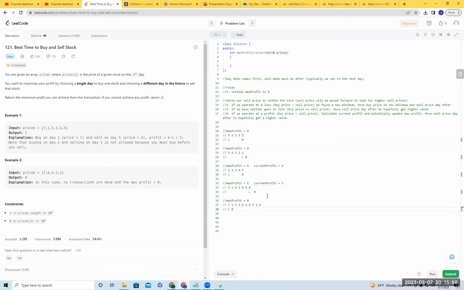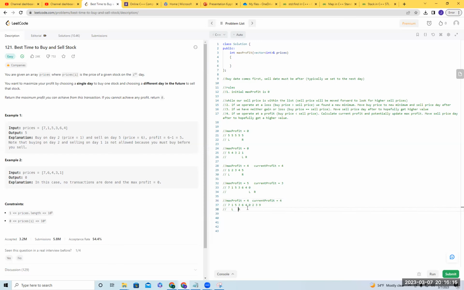Now let's extend this to where I do have additional numbers. So let's continue. I buy it on the first day, sell it on the second day. I'm going to go ahead and operate at a loss. So I'm going to move the left pointer to the minimum, and then I'm going to sell it the day after. In this case, there is a current profit of 4. And here, this updates our max profit.